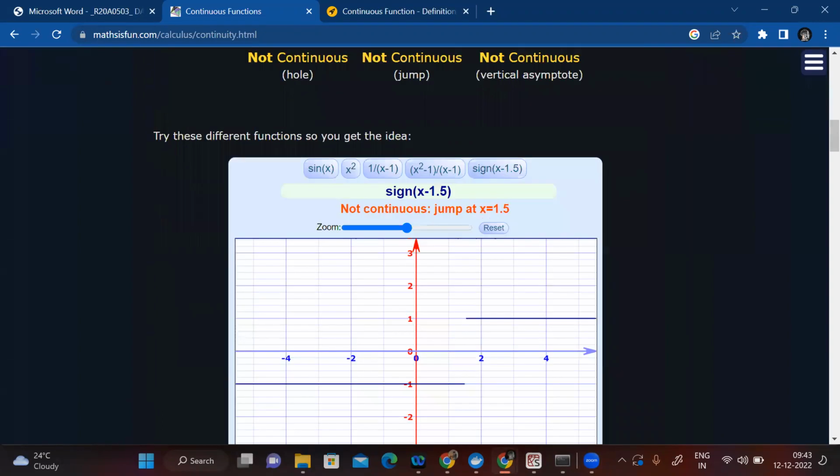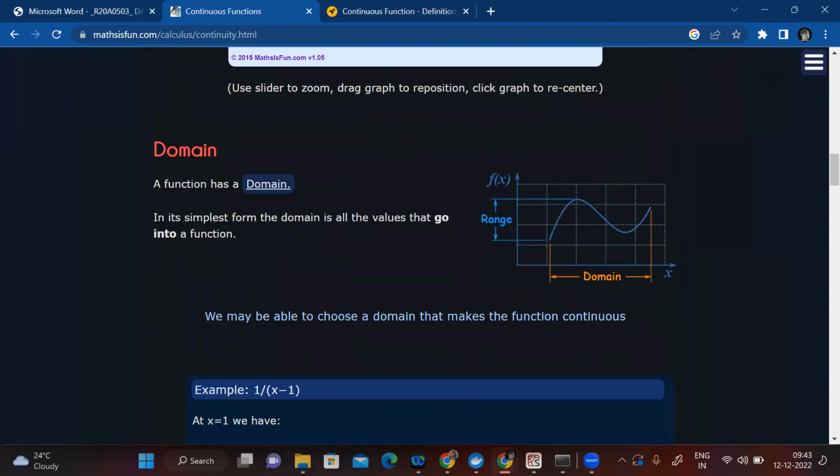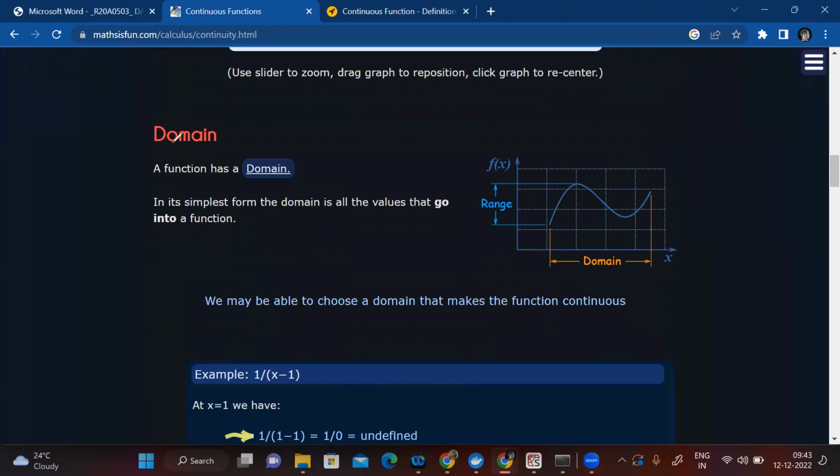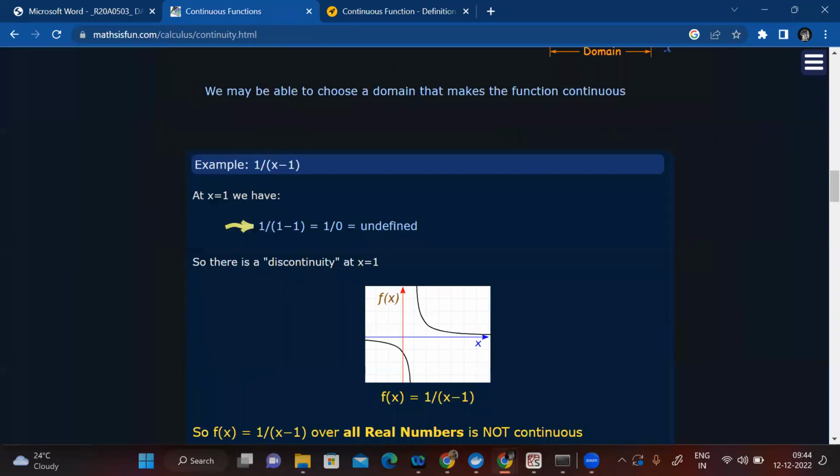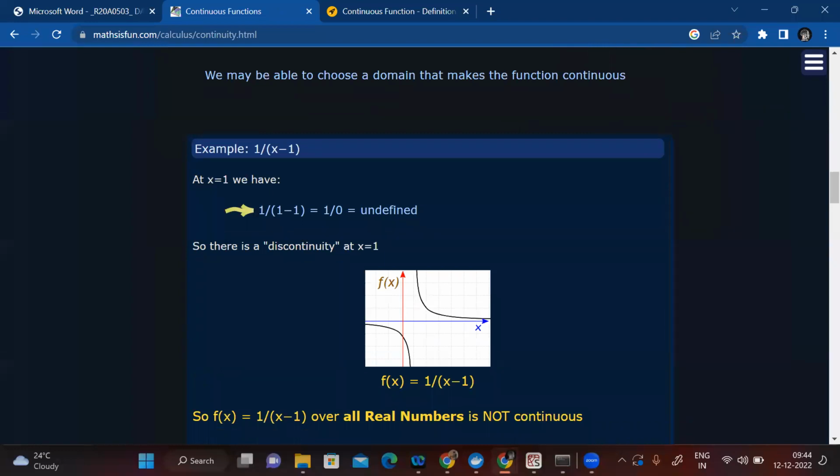Now let's move into the topic again. I was explaining the domain. You know about domain and range from the first video where we discussed what is domain and what is range. Let's say we have a function. Let's suppose f of x equal to 1 divided by x minus 1. This function is not defined at x equal to 1. So this is not an example of continuous. That means there is a discontinuity at x equal to 1.